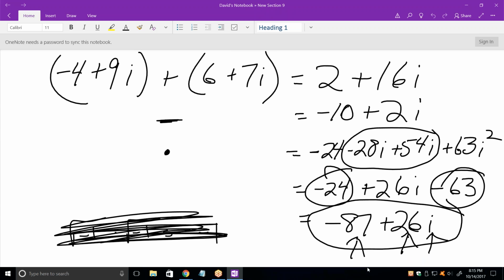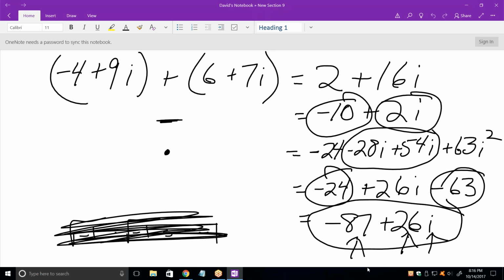I'm a little confused where the subtraction stuff came from. Subtraction is the same as addition. In other words, I'm going to take minus 4 minus 6. That gives me minus 10. And then 9i minus 7i, and that's plus 2i.